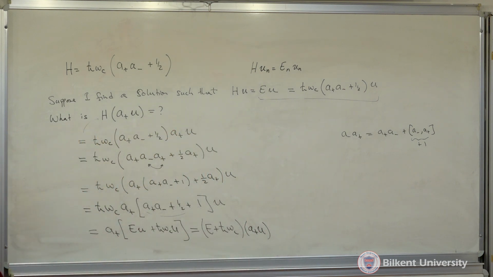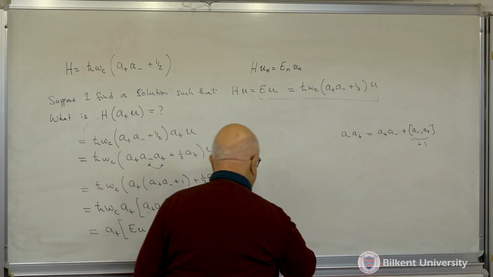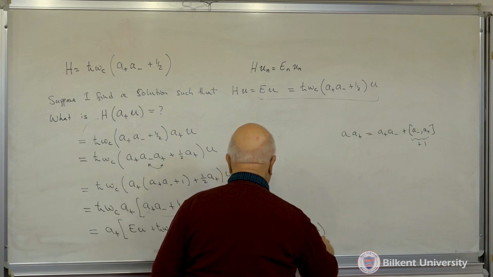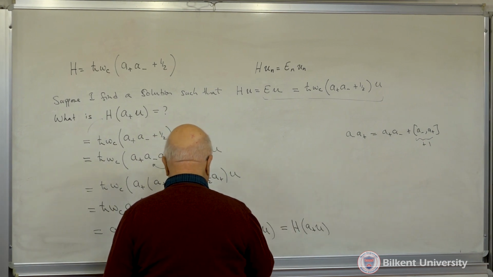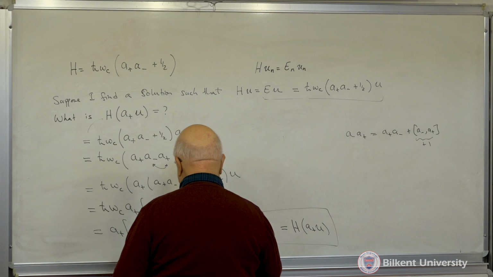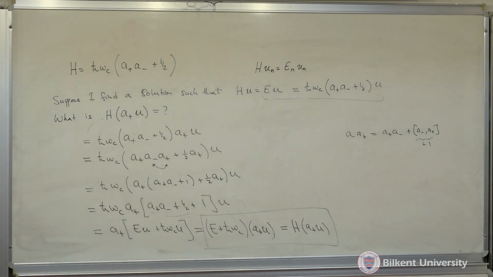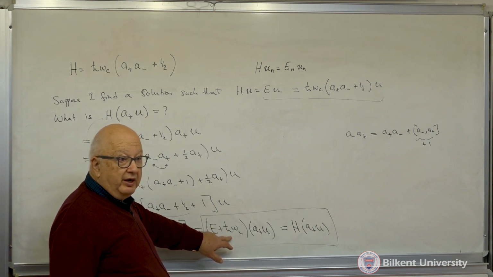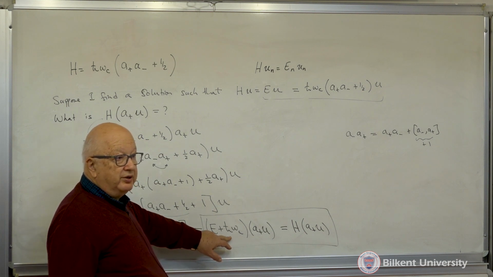Okay. So let's just look at the first line and the last line. So this just says that this is equal to H A plus U. Okay, that's what we expanded and that's what we got. All right. So what does A plus U represent? It's a solution with an energy which is h bar omega c higher.